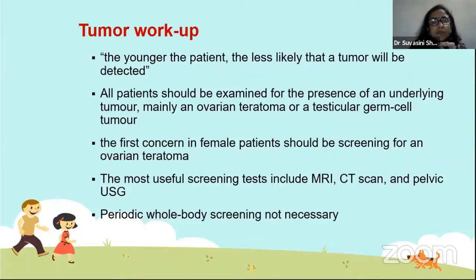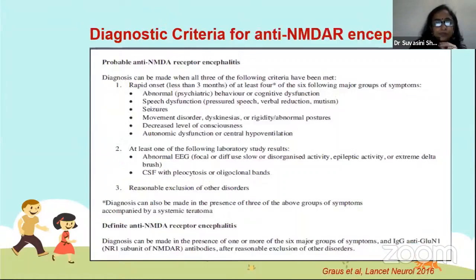All patients should be examined for the presence of an underlying tumor, mainly an ovarian teratoma or a testicular germ cell tumor. The first concern in female patients should be to screen for an ovarian teratoma. Most useful screening tests include MRI, CT scan, and pelvic ultrasound. Periodic whole body screening usually is not necessary unless the patient has very severe disease or relapses. Then, of course, you have to look for it very, very carefully.